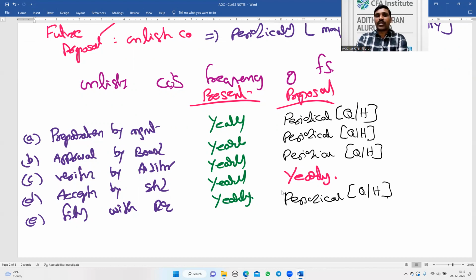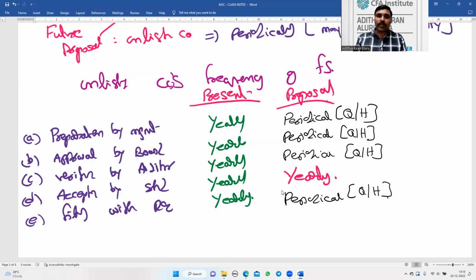Unlisted companies, frequency of financial statements. This is the sequence. First, management will prepare the financial statements. Thereafter, the board of directors will approve them. Thereafter, the auditor will verify them. Thereafter, shareholders will accept them at the AGM. Thereafter, they are filed with the ROC. At present, everything is going on yearly only.